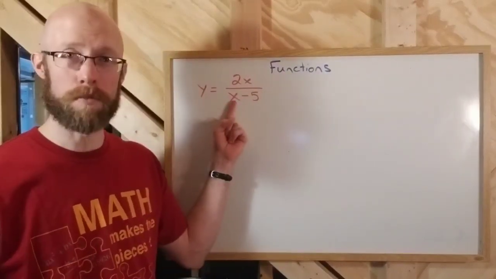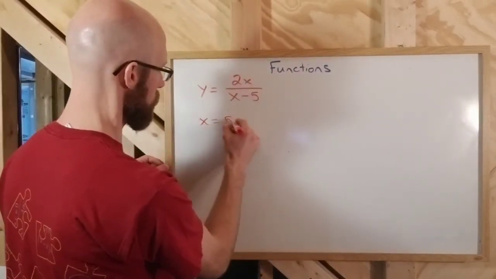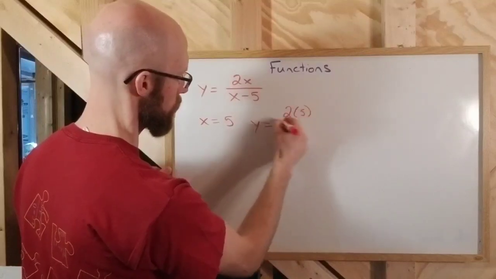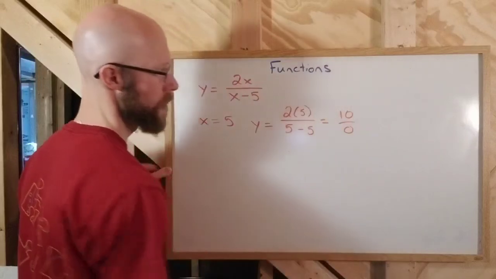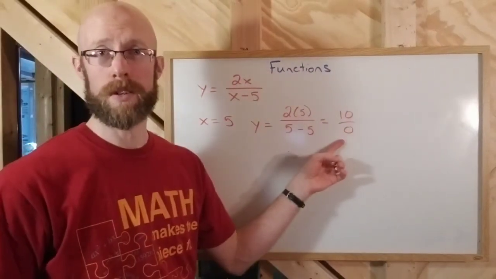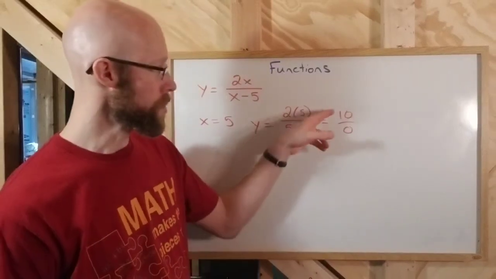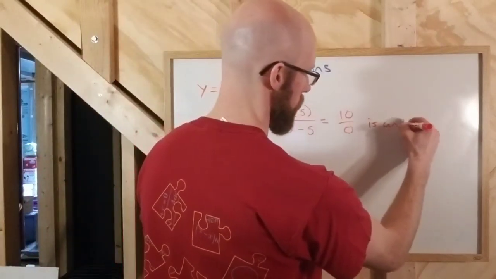Well, 5 would be. Because if I plug in 5, right, if x is equal to 5, then I get y equals 2 times 5 over 5 minus 5. Well, what's that? 10 over 0? Division by 0 is undefined. There is no such number that is equal to 10 divided by 0. Right? So this is undefined.